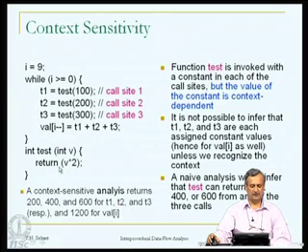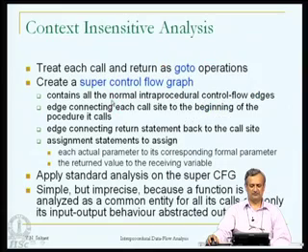So, the values returned by test will be 200, 400 or 600, any one of these. Whereas, if the call site information is available to us, it is a context sensitive analysis. It returns 200, 400 and 600 for T 1, T 2 and T 3, and 1200 for val I. So, if we know the call site, then we know exactly which value is returned for which call site. This is called context sensitivity, because the value returned is sensitive to the call site, which is the context.